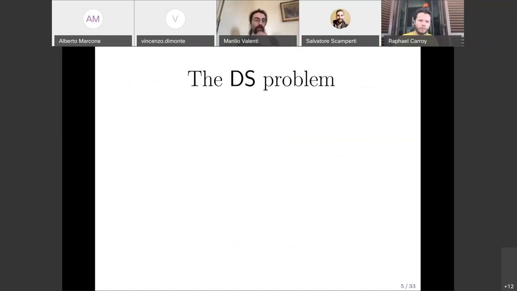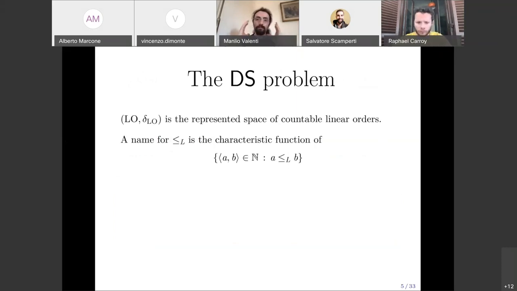So finally we get to our problem, the problem I'll be talking about. How do we phrase this problem as a computational problem, as a multivalued function on represented spaces? So the represented space is the set of countable linear orders. And the way we represent a linear order is by the characteristic function of the relation. You use a standard pairing function, and you have the characteristic function of the set of pairs in relation. And of course, if I give you the characteristic function, then it's computable to say whether A is less than or equal to B.